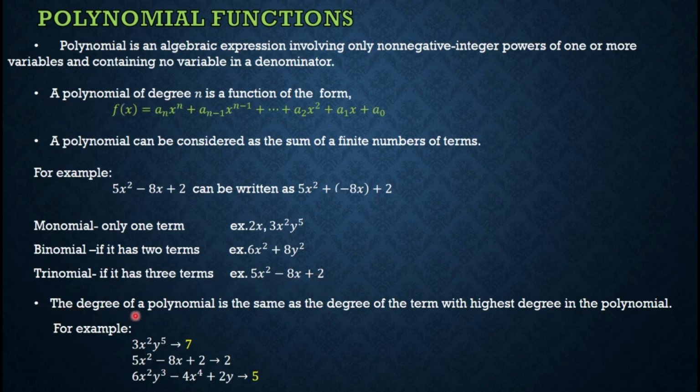So the degree of a polynomial is the same as the degree of the term with the highest degree in the polynomial. For example, 3x squared y to the power 5, the degree is 7. 5x squared minus 8x plus 2, the degree is 2. 6x squared y cubed minus 4x to the power 4 plus 2y, the degree is 5 because only the highest degree counts, 2 plus 3, so 5.